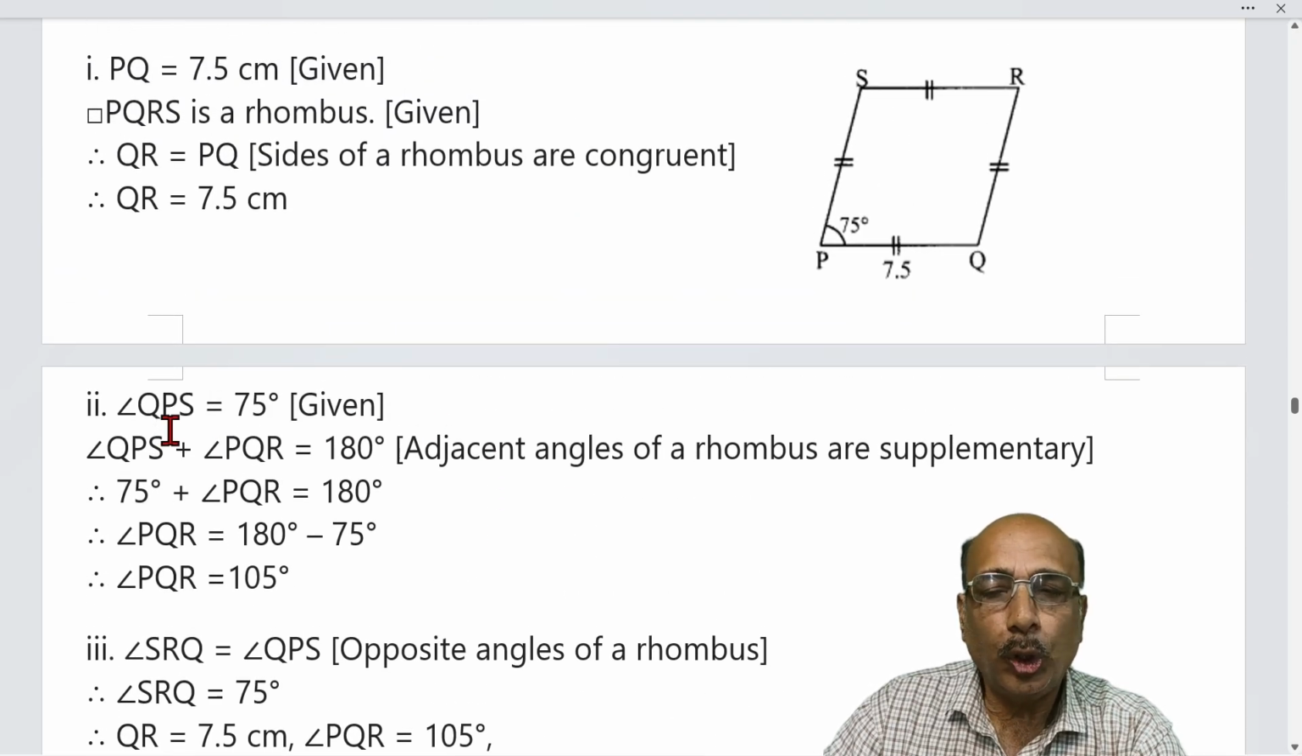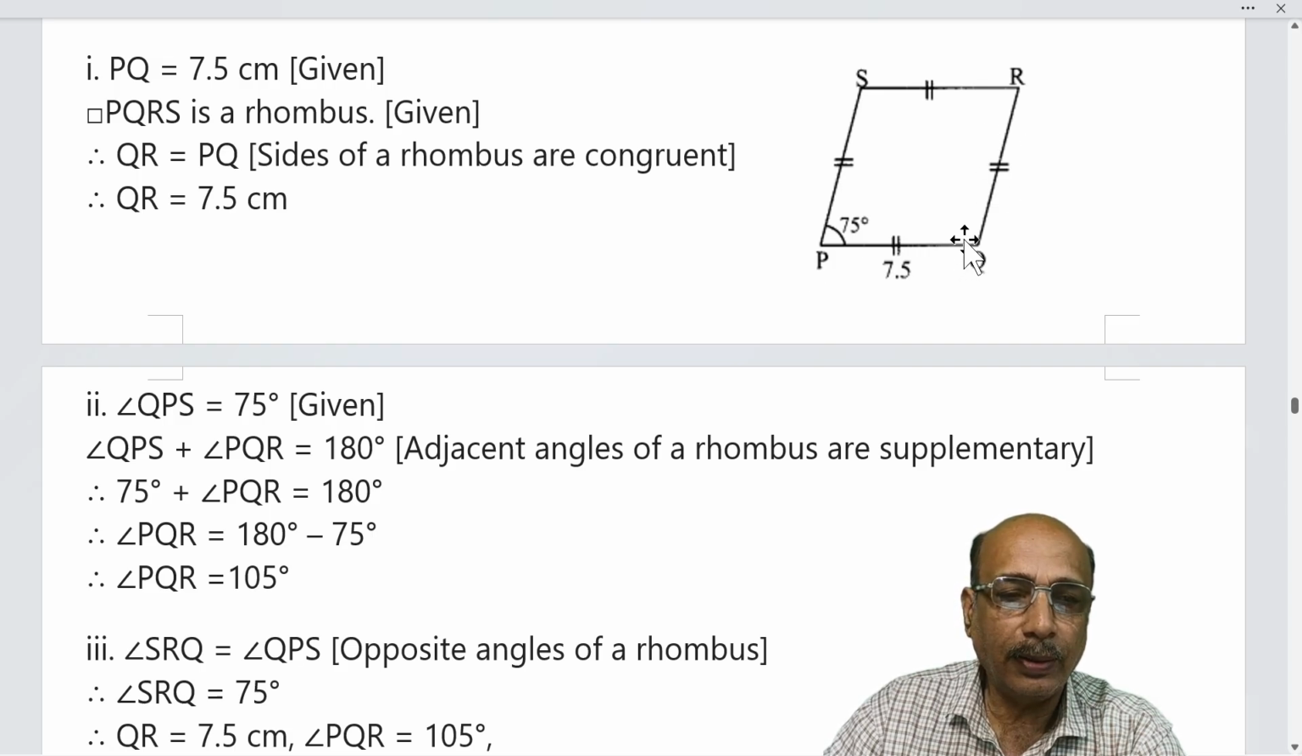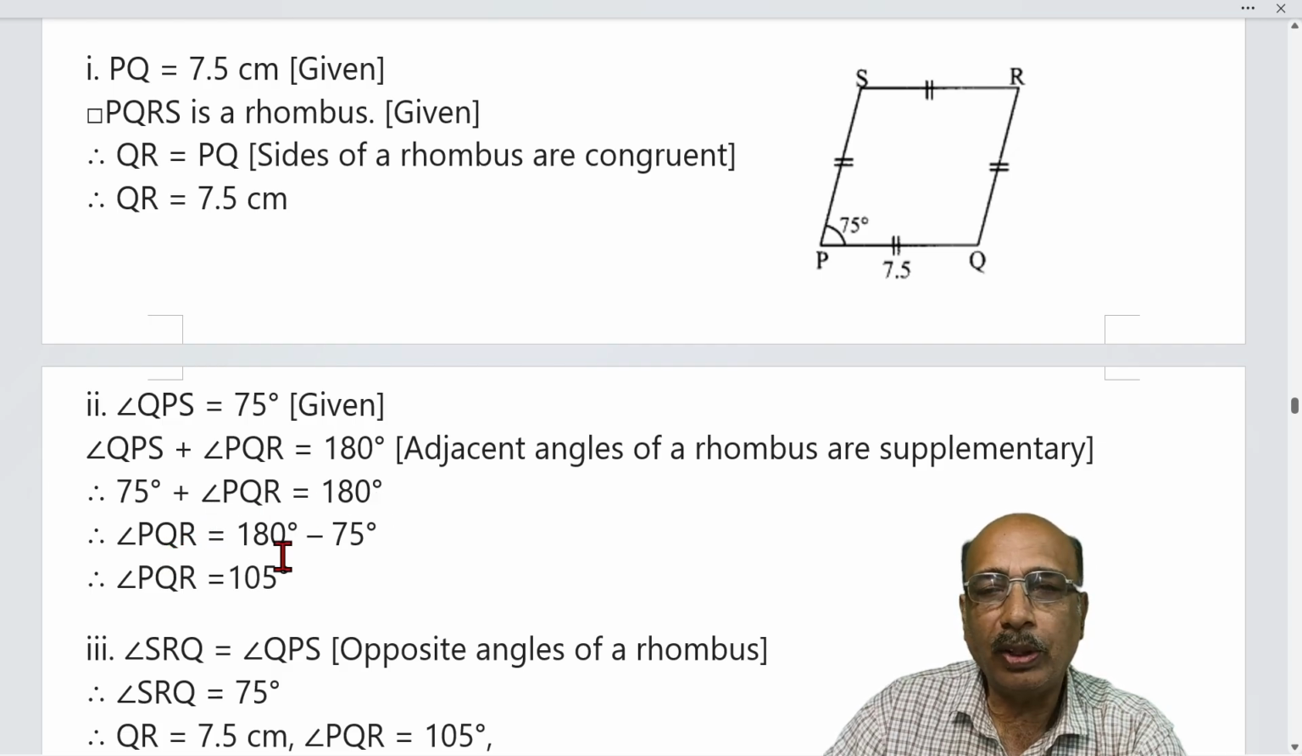Angle QPS is given as 75 degrees. Therefore, angle QPS plus angle PQR equals 180 degrees. The reason for the same: adjacent angles of a rhombus are supplementary. Substituting the value of angle QPS, 75 degrees plus angle PQR equals 180 degrees. Therefore, angle PQR equals 180 minus 75 degrees equals 105 degrees. So, angle PQR equals 105 degrees.